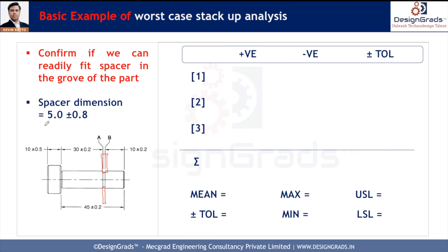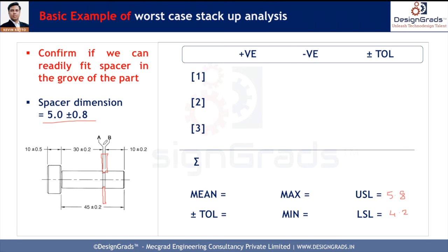So the spacer dimension is given. It is 5 plus minus 0.8. That means it can vary within an upper specification limit of 5.8, which is 5 plus 0.8, and a lower specification limit of 5 minus 0.8, which is 4.2. So these are the upper specification limit and lower specification limit which we have to meet.